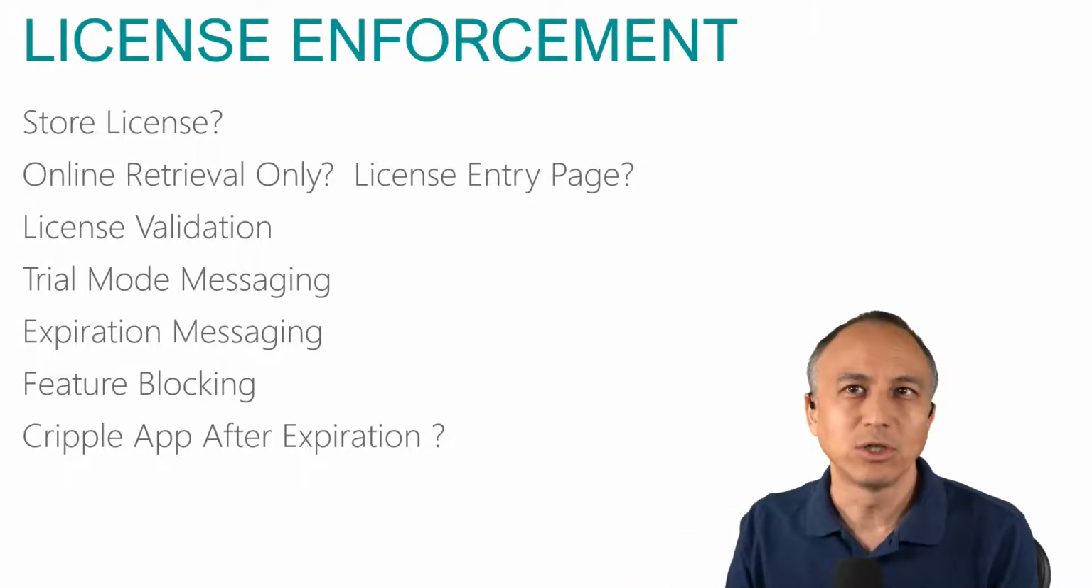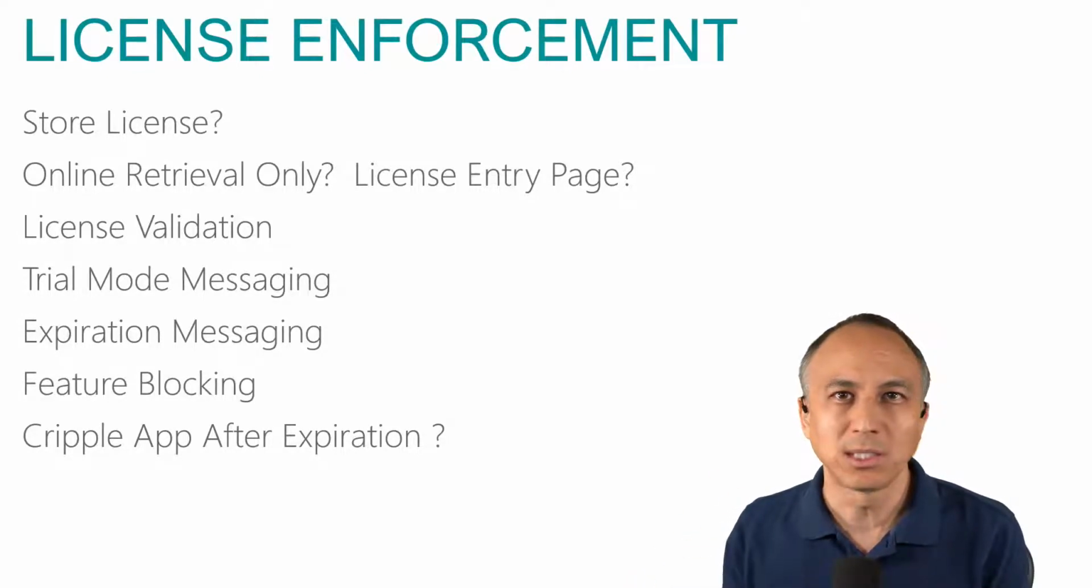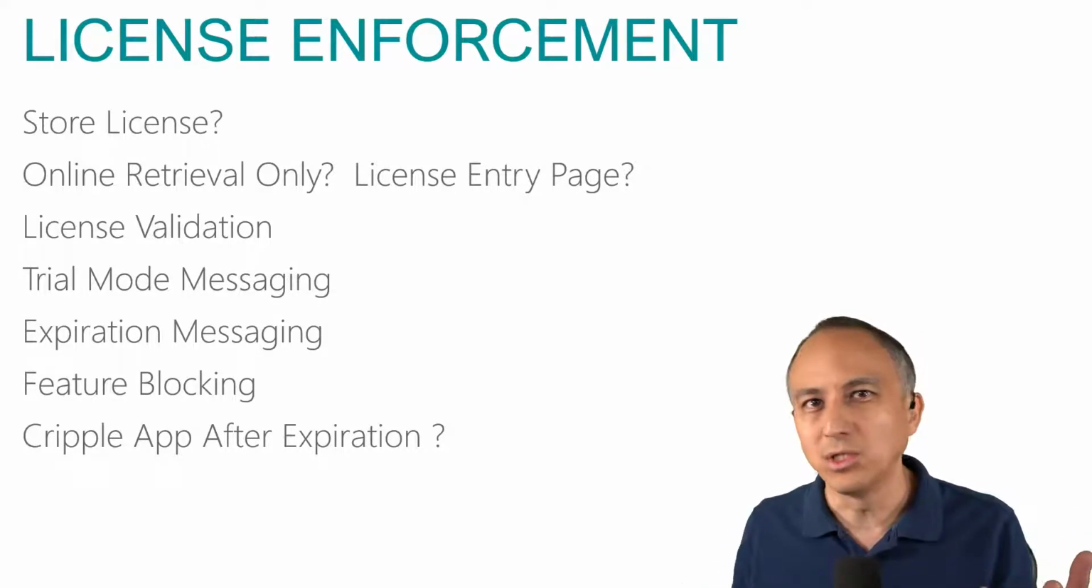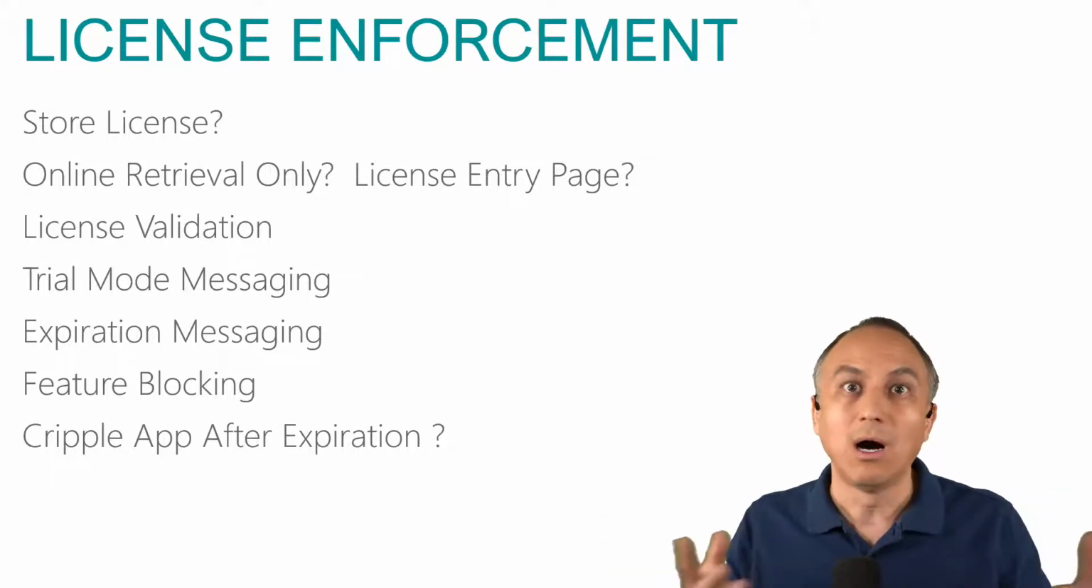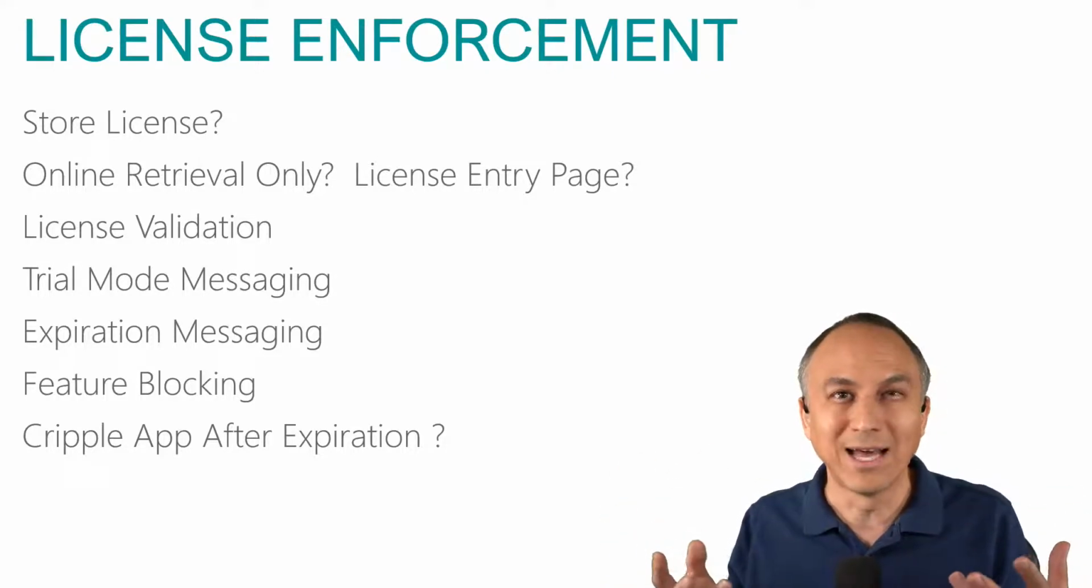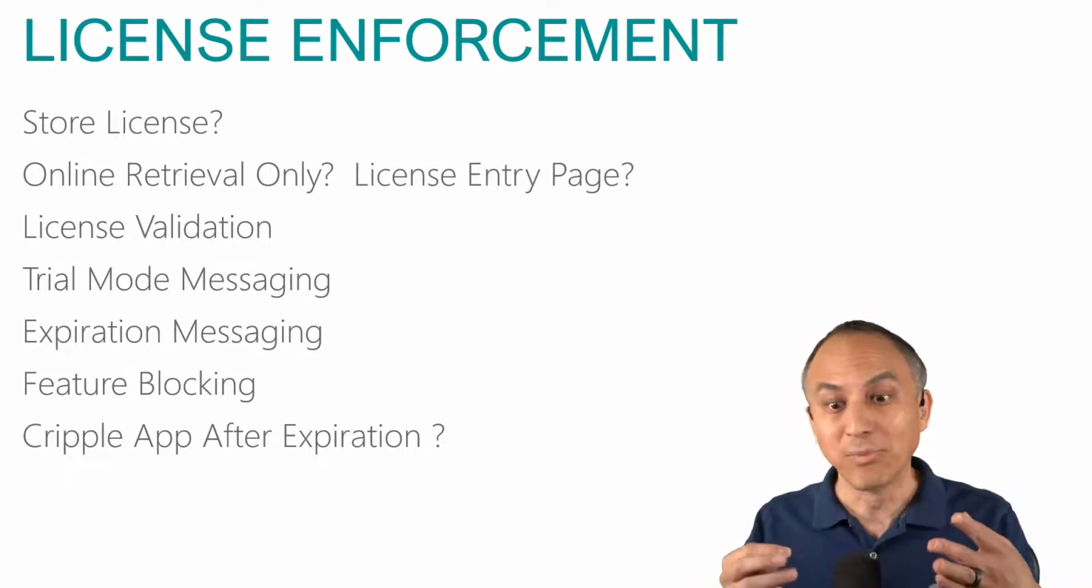Do you block certain features? Do you cripple the application at some point? Do you not let them open pages? Are things read-only? Can they not process? Do you disable job queues? All that discussion, how do you figure that out? And how do you code that in Business Central?